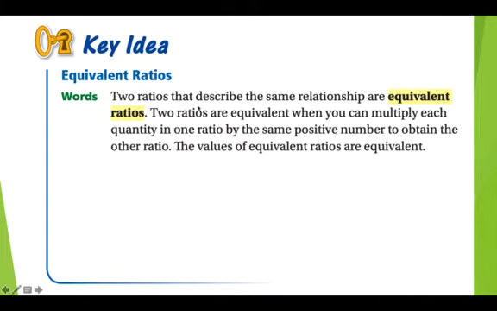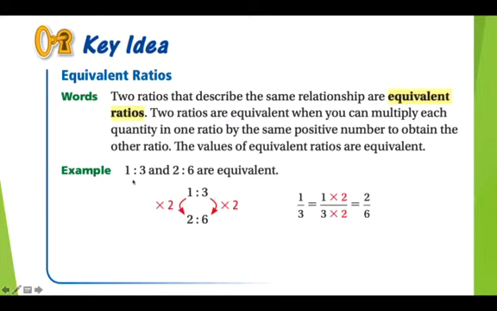Let's see equivalent ratios. Two ratios are equivalent if they have the same relationship. What does that mean? Look at this example. Here the ratios are 1 is to 3 and 2 is to 6. If you multiply 1 is to 3 by 2, you will get 2 is to 6. Or if you divide 2 is to 6 by 2, you will get 1 is to 3. That means these two ratios are equivalent.